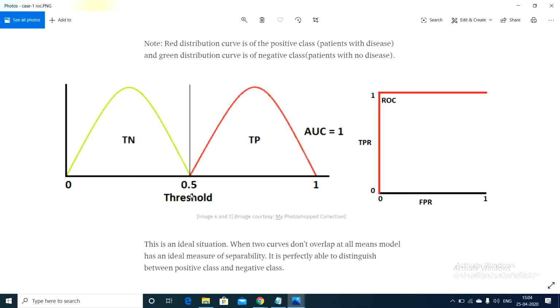Exactly 0.5 is the threshold value. So in this case, the ROC curve will be like this. See here, the corresponding ROC curve for our example is just like this, the reverse L shape. This is an ideal situation where we are not having any overlap between true positive cases and true negative cases. We are not having any false positive or false negative case. And this is case 1, and its ROC curve.